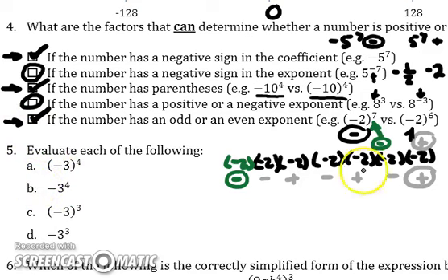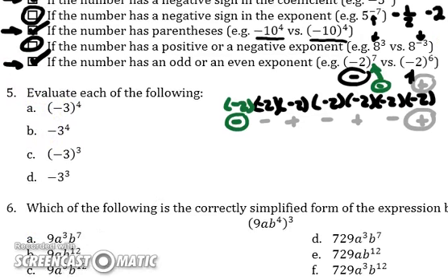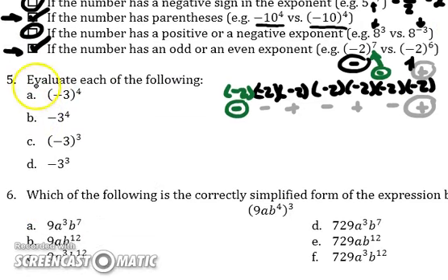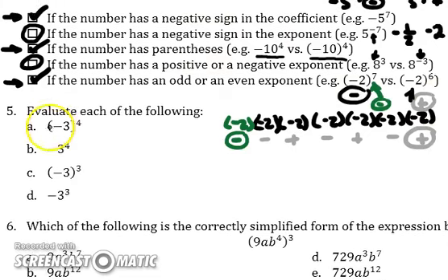Evaluate each of the following. Number 5. This is supposed to show you what happens when you combine the things from number 4. So if we take negative 3 raised to the 4th power, let's go through this little checklist. Is there a negative sign in the coefficient? Yeah, there's a negative sign here. We could think of that as a coefficient or not. The number does have parentheses, so we need to watch out.